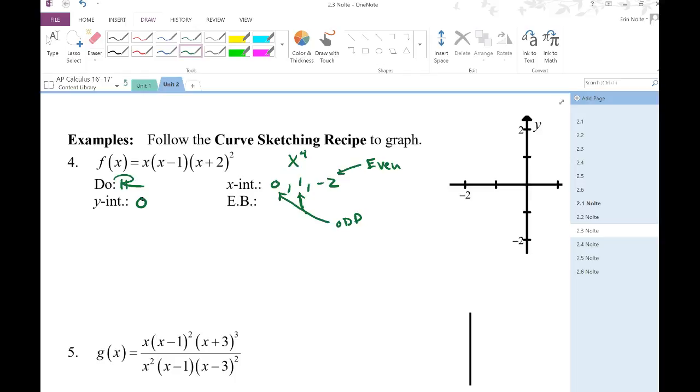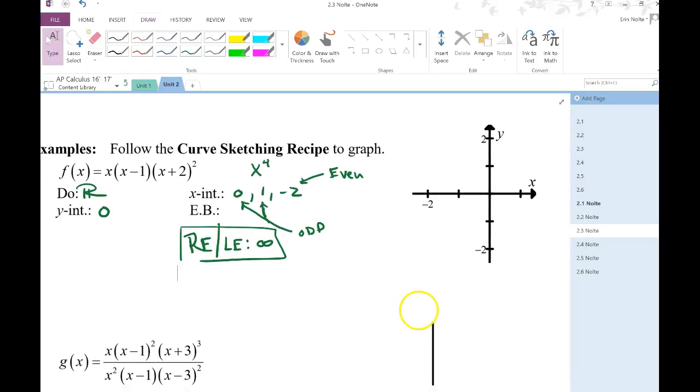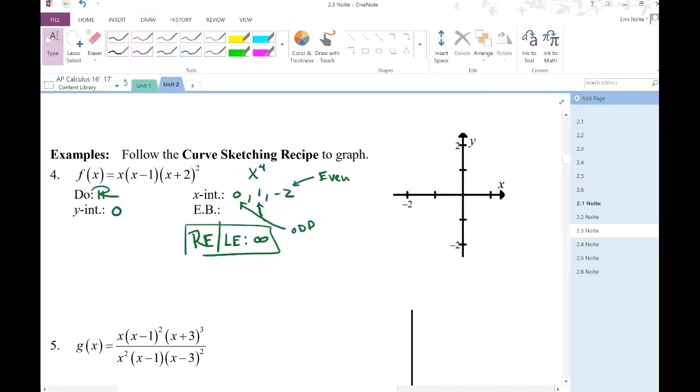End behavior, we talked about this. This looks like a parabola. So I can say right end and left end are both going to infinity. All right, you guys ready? Here's the graph of this. I'm going to start by plotting things that I know. I know my intercepts. I can plot my y-intercept at 0, my x-intercepts, which are 0, 1, and negative 2.